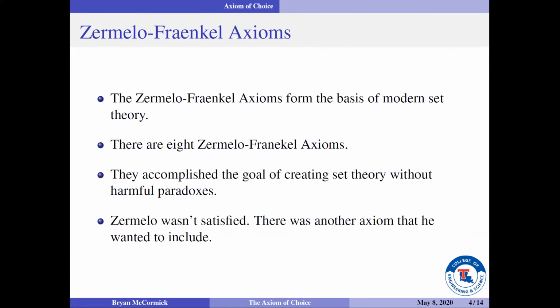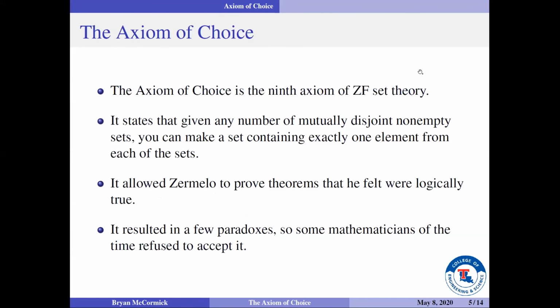There are 8 axioms that they came up with, and they accomplished Cantor's goal of creating a strict definition of set theory that didn't have any harmful paradoxes. However, Zermelo wasn't satisfied with just these 8. There was another axiom that he wanted to include, and that axiom was the axiom of choice. It's the 9th axiom of ZF set theory. ZF just stands for Zermelo-Fraenkel.